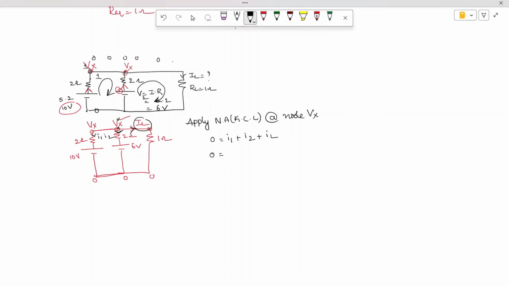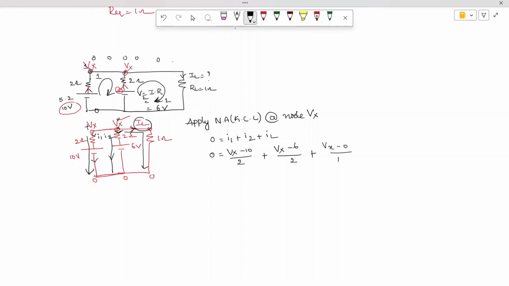How do we write the current flowing in this branch? The voltage here is Vx, and the other end is minus 10, divided by R. What is the value of R? 2. And for this branch, it is Vx, and the other terminal is minus 6, divided by R. R value is 2, plus IL. How do we write the current in this branch? I can write this as Vx minus 0 divided by 1.